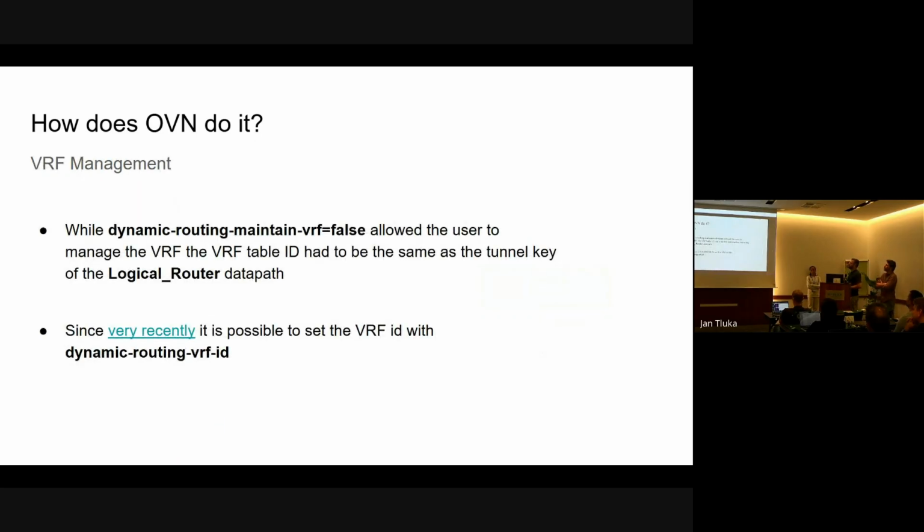A major piece for us is the VRF management. So prior to very recently, there was a strict requirement that any VRF that you brought in to use as your exchange layer for BGP routes had to use an ID that was an exact match with the tunnel key configured on the logical router datapath. This was recently changed, so now the VRF ID is something that a user can set and control, and this is the new option that allows you to do it. So thank you, Alesh.